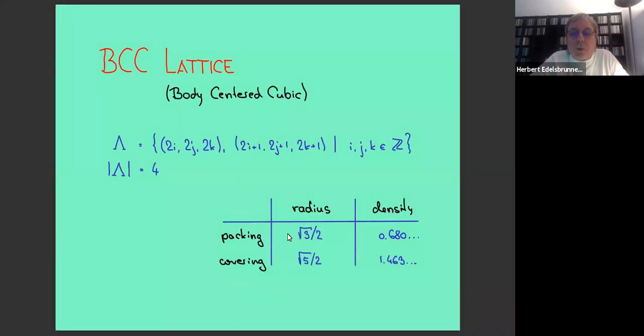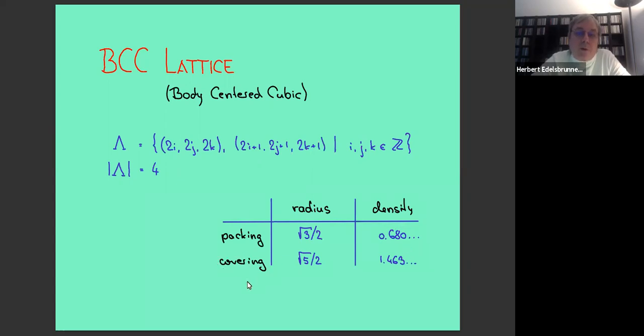And when you look at the packing efficiency, which I get by, at every point I grow a sphere until the spheres start to touch. And when they start to touch, I stop. In this case, it's for radius square root of 3/2, not important. But the density is 0.68 in this case. That's the part of space covered by the spheres, and the remainder is not covered.